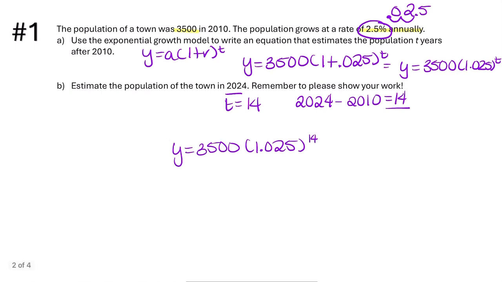So when we do that in our calculator, we get 4,945.408. But remember, since we're talking about population, we want to go ahead and round to the nearest whole number. So that's going to be 4,945 people. Okay, and that's going to be your final answer.